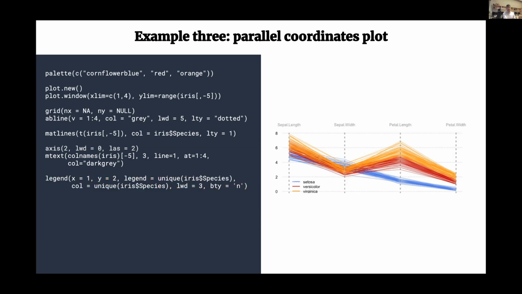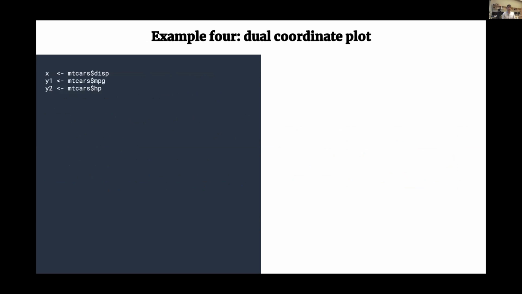Yep, so we have another plot. And one more example is this dual coordinate plot. This is a bit in poor taste, but some people do this. You might have a plot that has 2 different y-axes. So that's an example of a plot like that. And we will be using this mtcars data set, and we will be showing displacement on the x-axis and miles per gallon and horsepower on the y-axis.